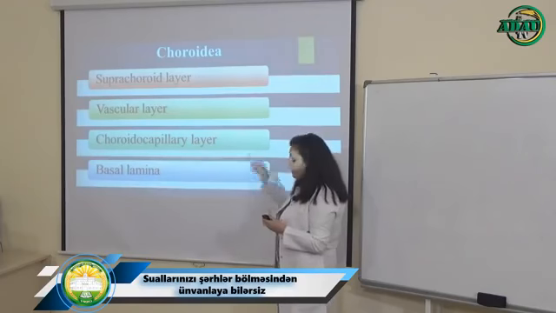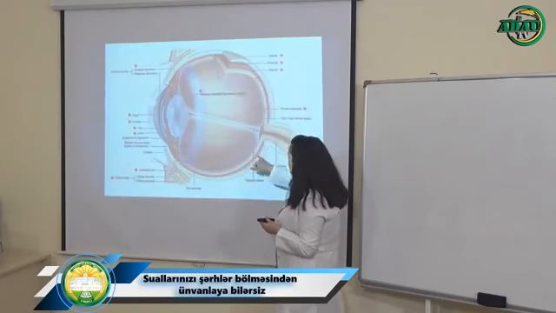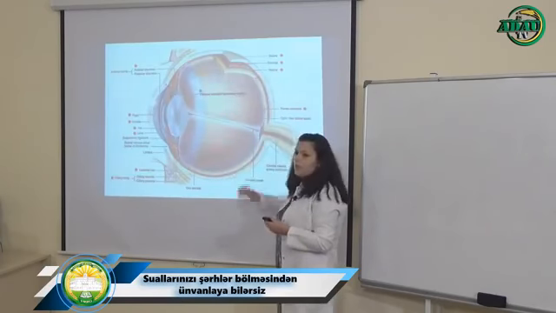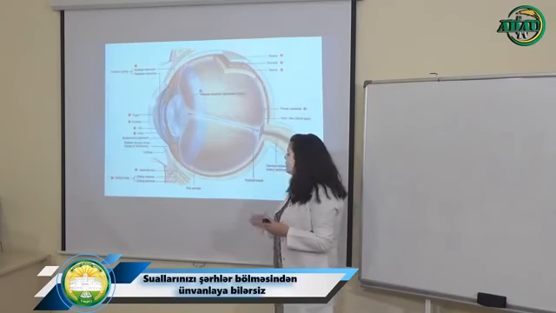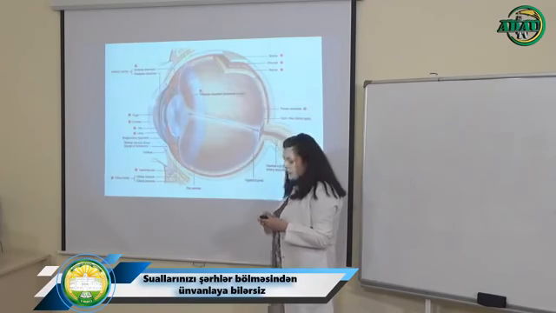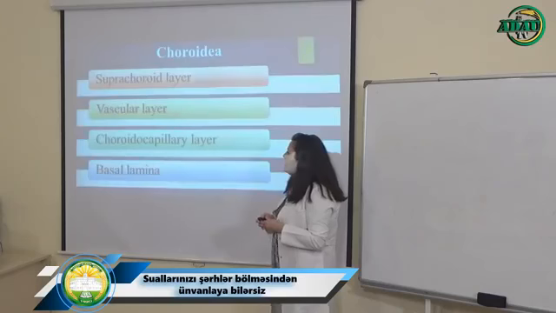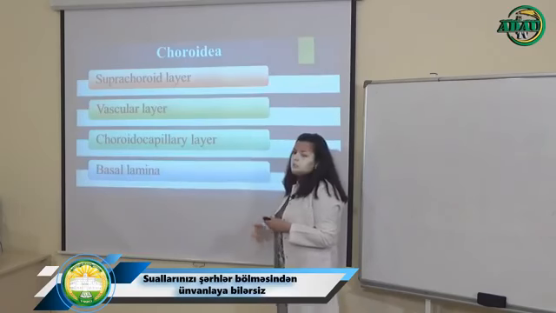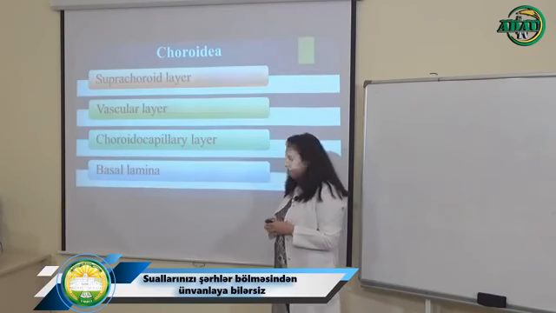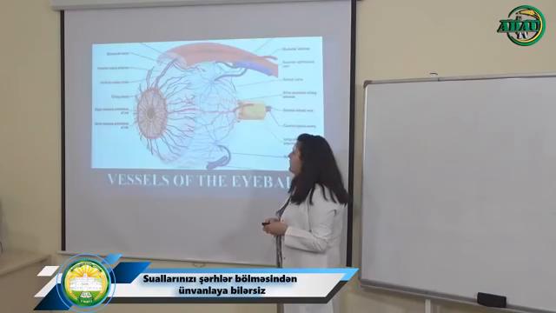The choroidocapillary layer is the most inner part of the choroid, which gives branches to the retina. So the function of the choroidocapillary layer is to nourish the retina. Okay, so here again you can see the blood vessels.